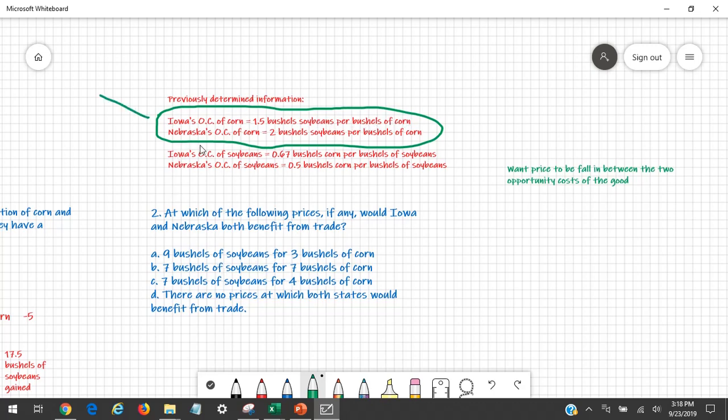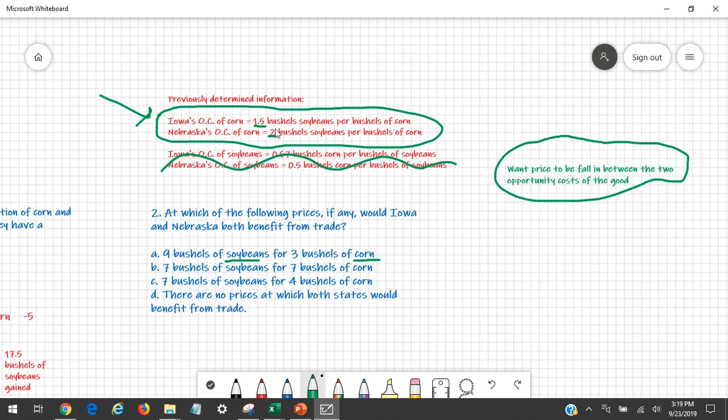So these are the two opportunity costs I want to look at, not the soybeans, because those were given in terms of corn per soybeans. But my answer choices are soybeans per bushel of corn. So I want to match my opportunity cost to my answer choices, soybeans per corn. Okay, so these are the two opportunity costs, 1.5 and 2, that I'm going to want my price to fall in between. So whatever price I choose or determine, it needs to be greater than 1.5 and less than 2.